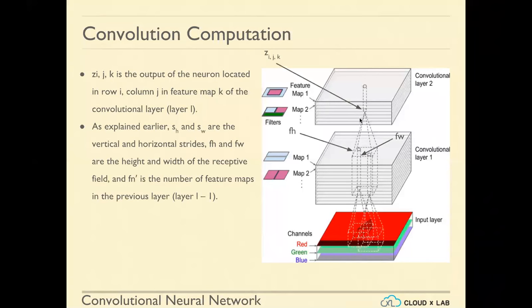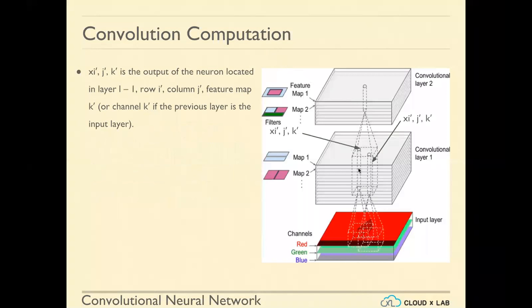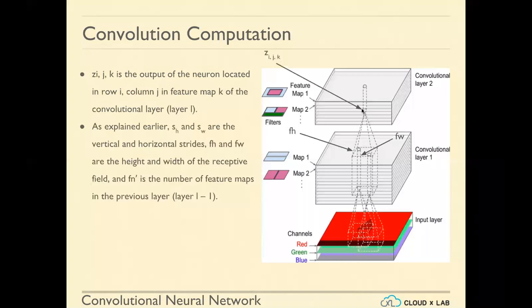So the value of z_ijk is a function of the previous layer, and we have already talked about this, so we can skip quickly. Based on the width of the receptive field and the strides, we can generate the next layer.